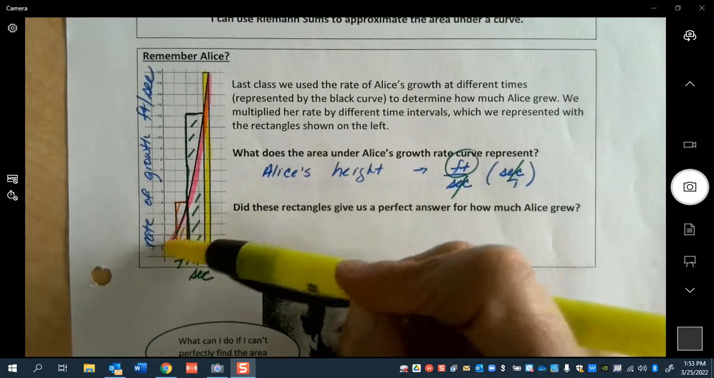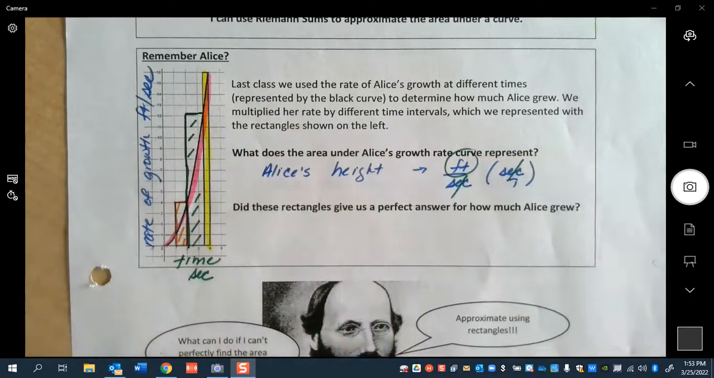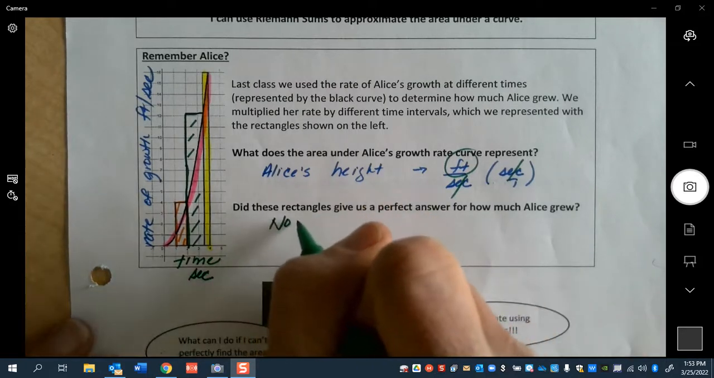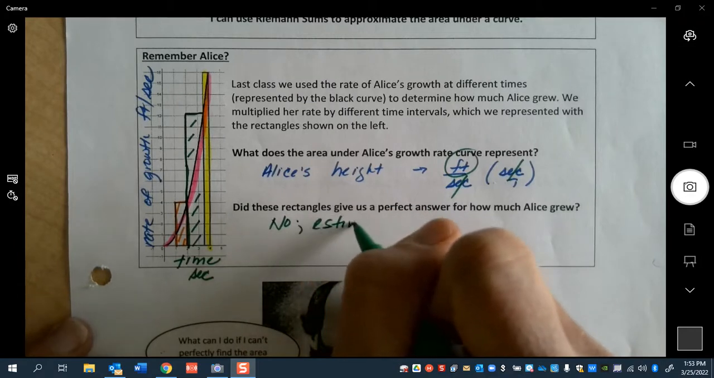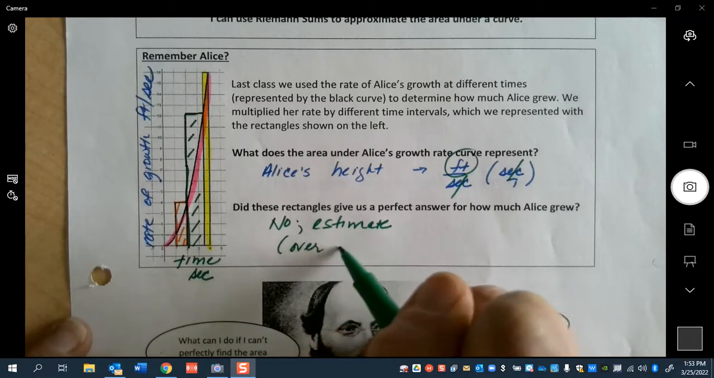So if I want to talk about how much space is under this curve, everything above the curve is going to be an overestimate. So is it a perfect answer? No, it's an estimate. In fact, it's going to be an overestimate.